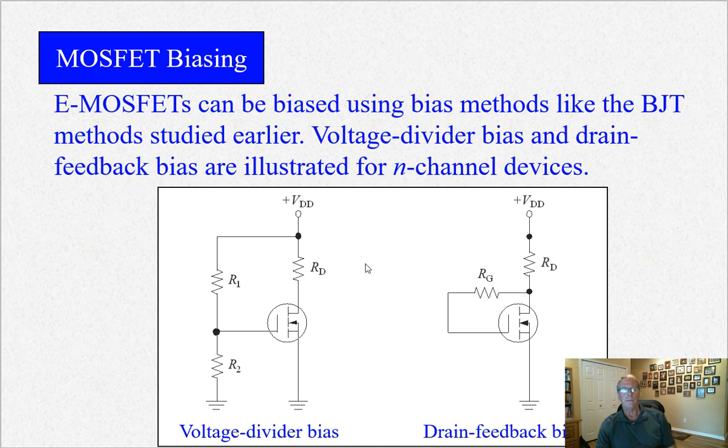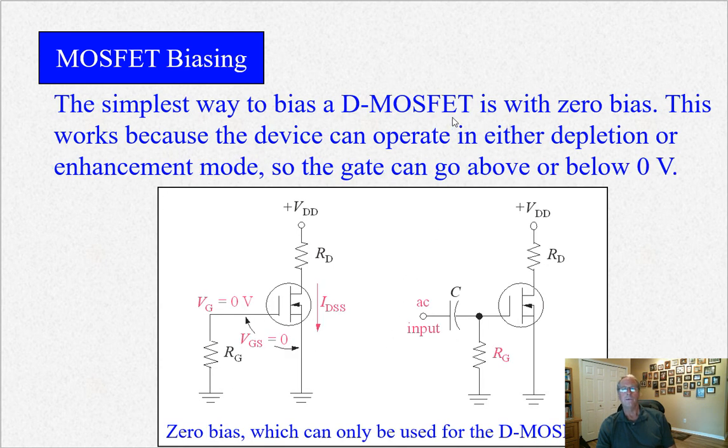Here's some biasing methods. eMOSFETs bias using bias methods like BJT. So here's voltage divider bias, and this is sort of like a collector bias, but it's drain feedback bias. Very similar. Again, there's hardly any current at all going into the gate here, so the equations are much simpler for these. And with DMOSFET, you've got to do zero bias, right? Because you're swinging back and forth across that zero voltage on the gate. Here's what I was talking about earlier, this AC input. It's AC coupled, so this maintains the gate at 0 volts. And as you swing this back and forth across the axis, you get a varying current through ID.